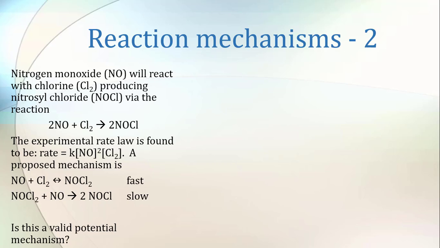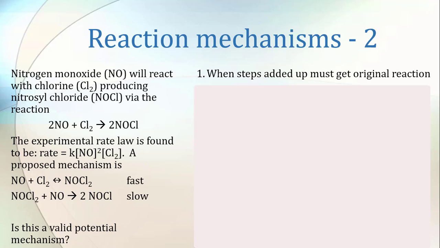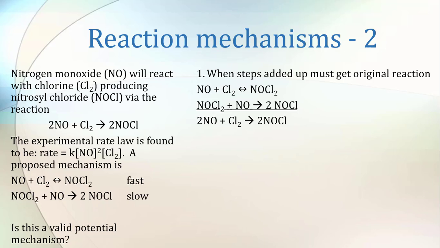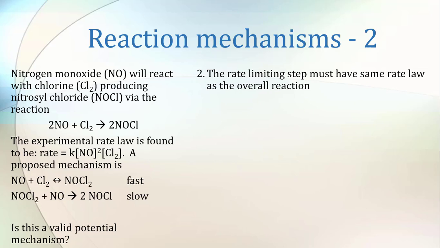Is this a valid potential mechanism? Run through the steps, get your answer, come back and check it. Go. We need to figure out if condition 1 is met and if condition 2 is met. Let's look at condition 1 first. We write out the equations, we eliminate the intermediates, and then add it up, and we can say that we do meet the condition 1 requirements. So now we look at the second requirement.